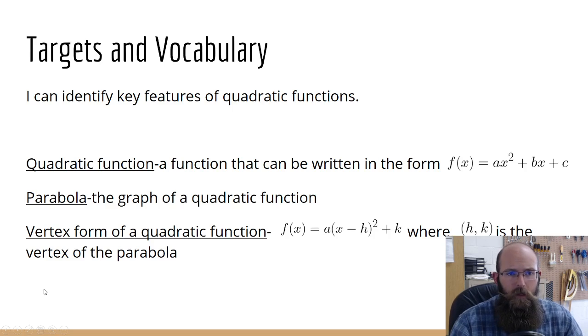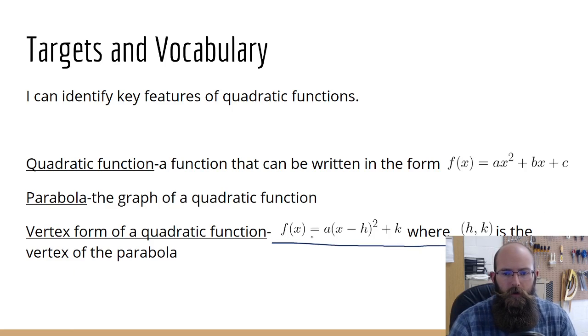Up here on your screen, you'll see some targets and vocabulary. You could just screenshot this if you want. The main point that you're going to have to take away from this is this chunk right here. This is the main form of the vertex form of our equation, and then our vertex comes from h comma k, which you'll see its components in our formula here. So that is the most important piece of this slide.